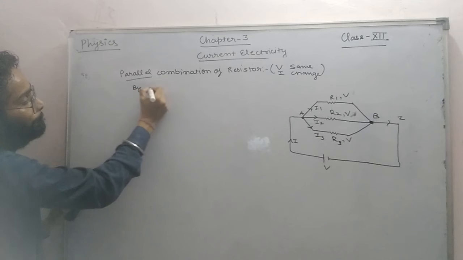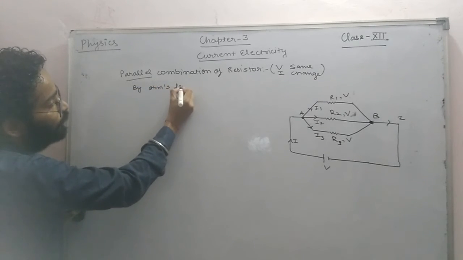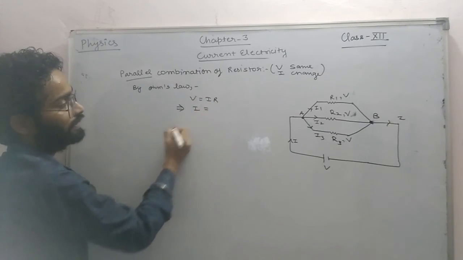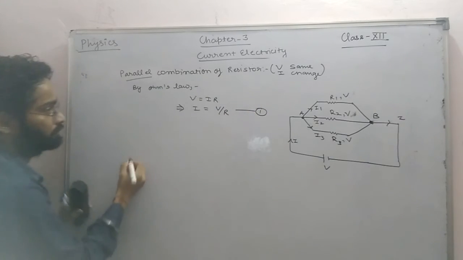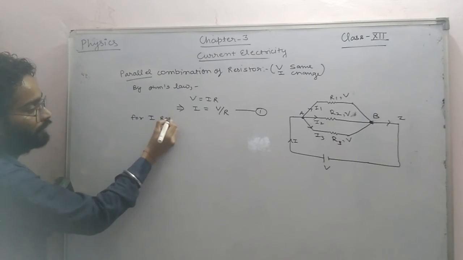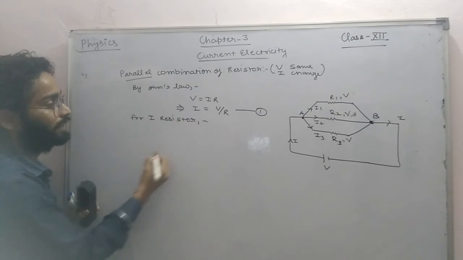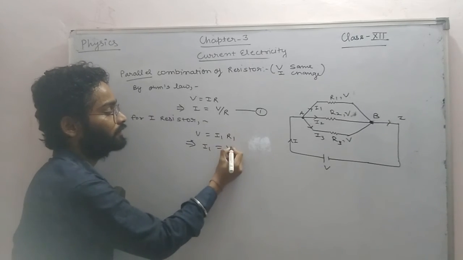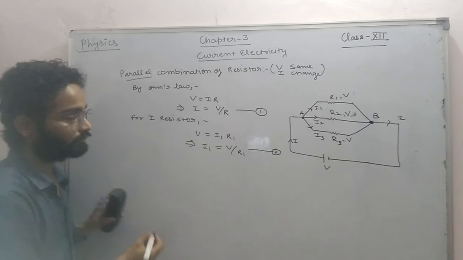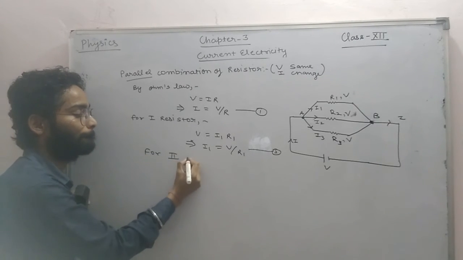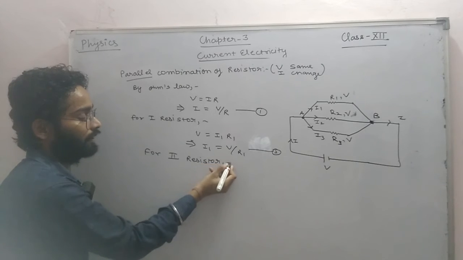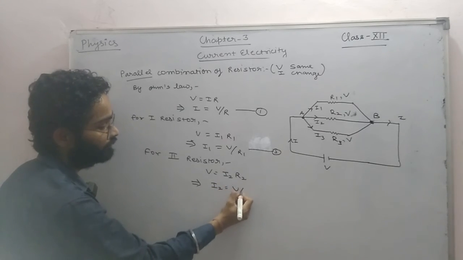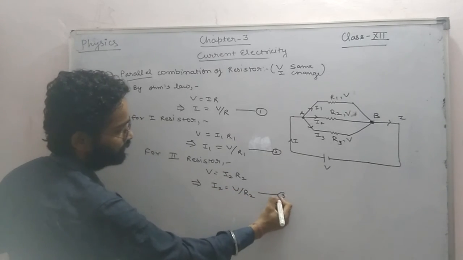For this, we can write by Ohm's law V is equal to IR. From here we can find that I is equal to V upon R. Equation number 1. For the first resistor, what will you write? V is equal to I1 R1. This can be written as I1 is equal to V upon R1. Equation number 2. For the second resistor, we write V is equal to I2 R2, and this can be written as I2 is equal to V upon R2. This one is equation number 3.